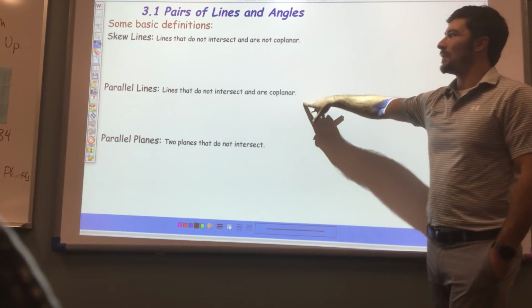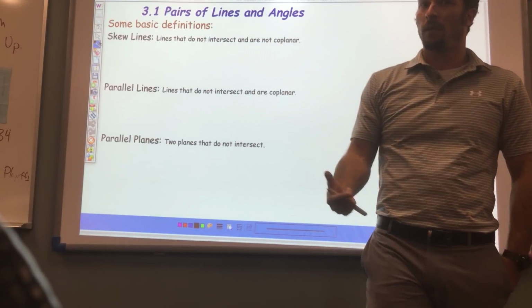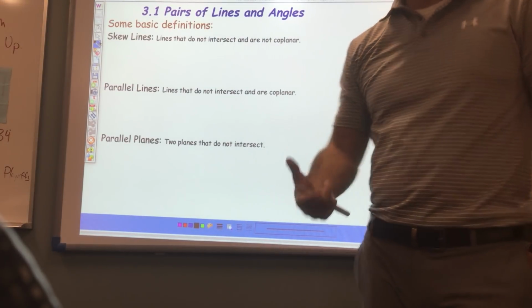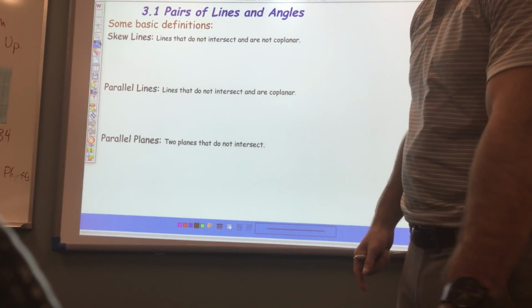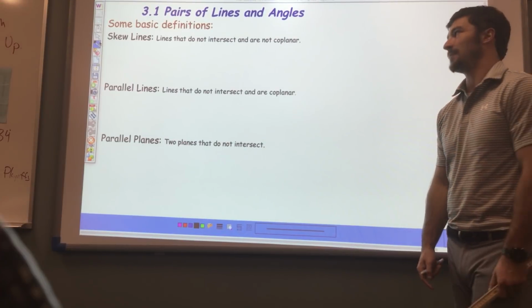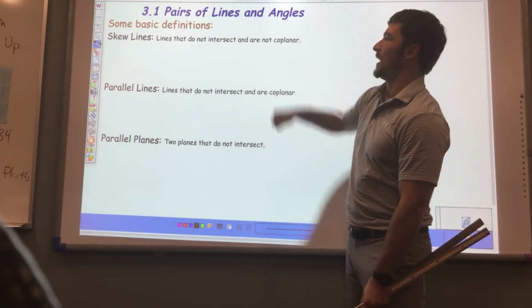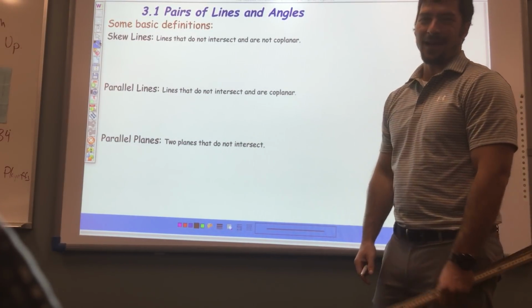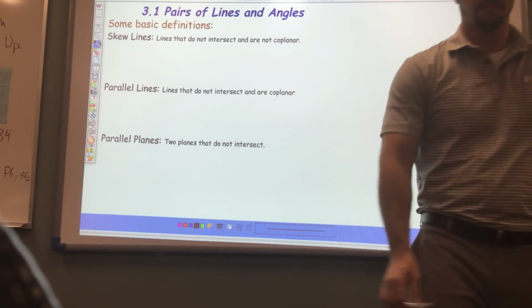Now, skew lines and parallel lines are the same in that they both never intersect. The difference is that one of them is coplanar and the other is not coplanar. Remember, coplanar means to lie in the same plane. So skew lines don't intersect and are not coplanar.